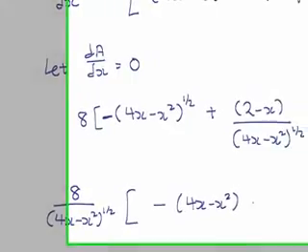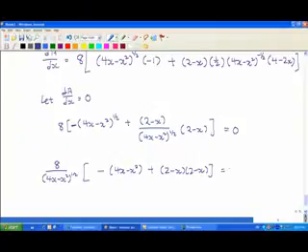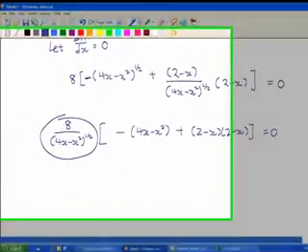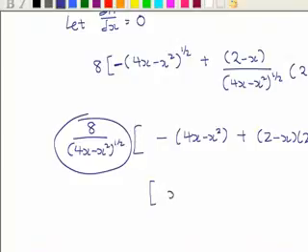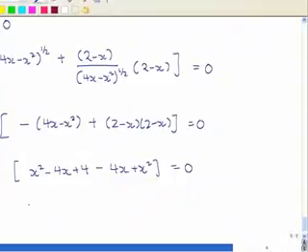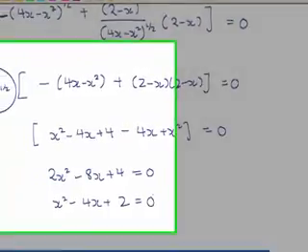And this will give me this 2 minus x, 2 minus x equals 0, and this whole factor here can be multiplied over, and what I need to do is to just simplify the bracket inside. Minus 4x plus 4 minus 4x plus x squared equals 0. So what I have is 2x squared minus 8x plus 4 equals 0. x squared minus 4x plus 2 equals 0.